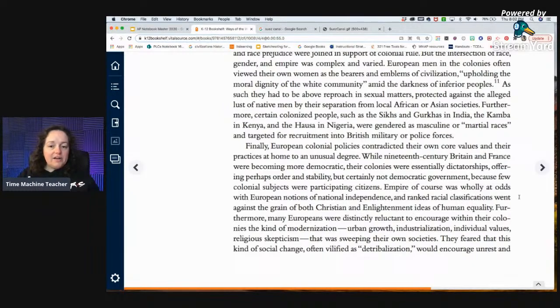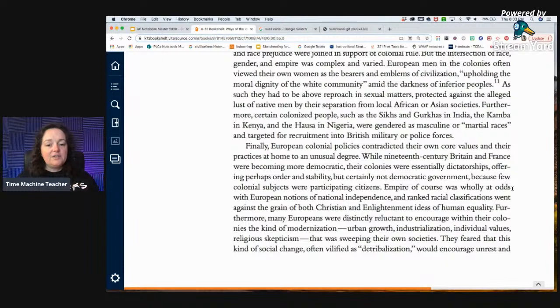Then it says, empire, of course, was wholly at odds with European notions of national independence, and ranked racial classifications went against the grain of both Christian and Enlightenment ideas of human equality. Furthermore, many Europeans were distinctly reluctant to encourage within their colonies the kind of modernization, such as urban growth, industrialization, individual values, religious skepticism that was sweeping their own society. So they kind of didn't want the colonies to modernize the way that they had.